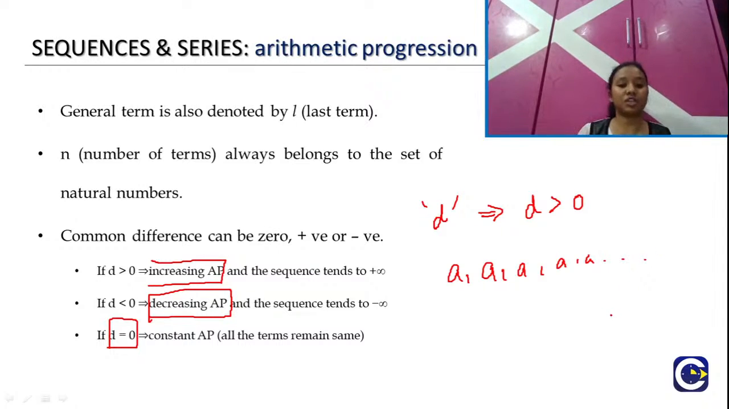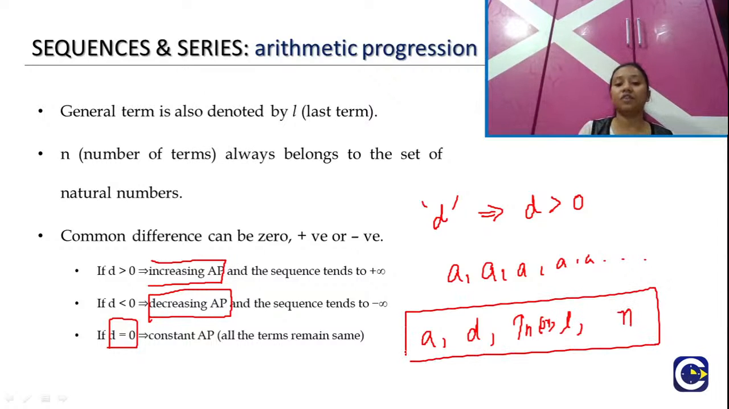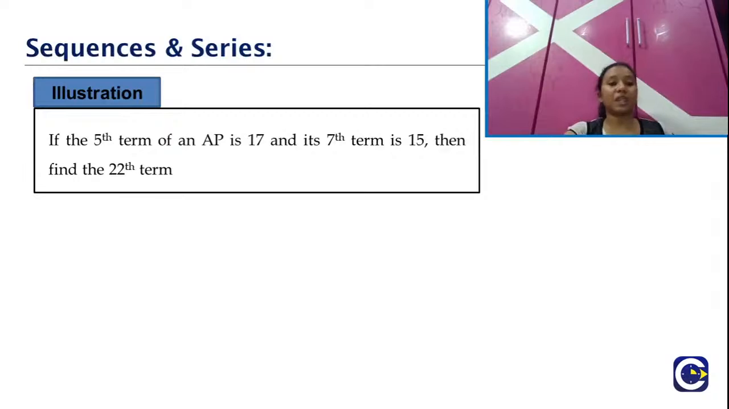Right. So as I mentioned, in this entire arithmetic progression, the first term, common difference, nth term or last term, as well as the number of terms n, all these will be very, very important while dealing with arithmetic progression. Right. So now let's solve a question related to our arithmetic progression. I know you guys are familiar with arithmetic progression, so I hope you can solve it and let me know the answer quickly.